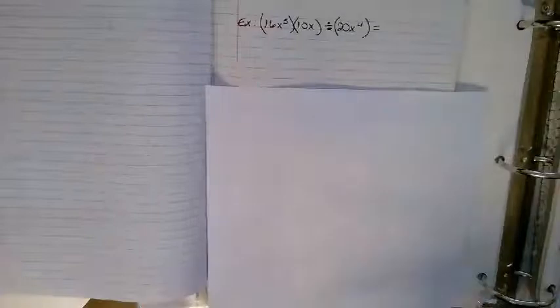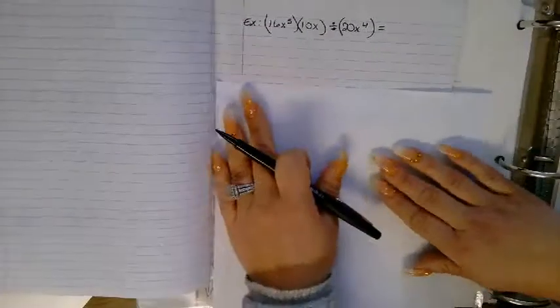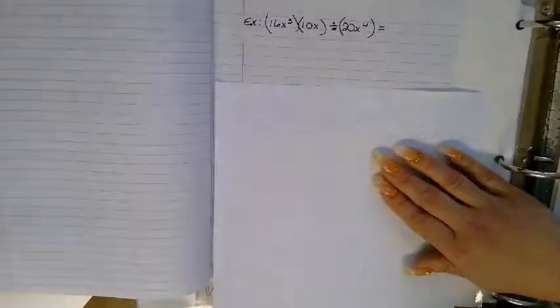Alright, so let's look and see what we got here. We got 16x to the 5th power times 10x divided by 20x raised to the 4th power. Alright.